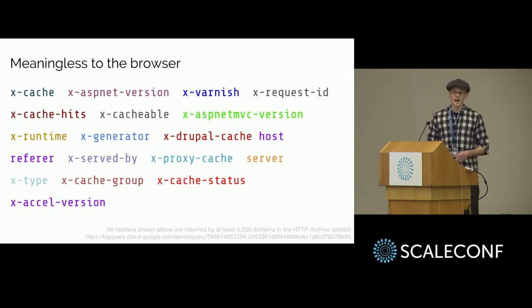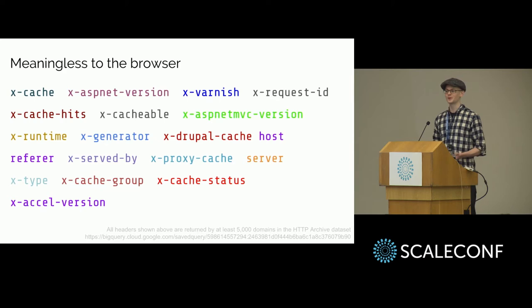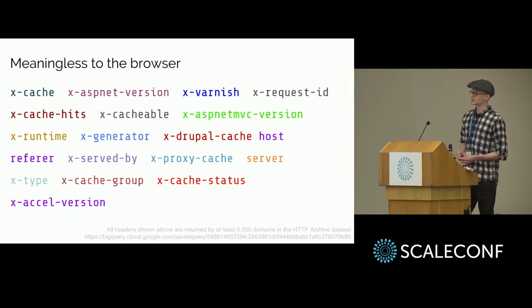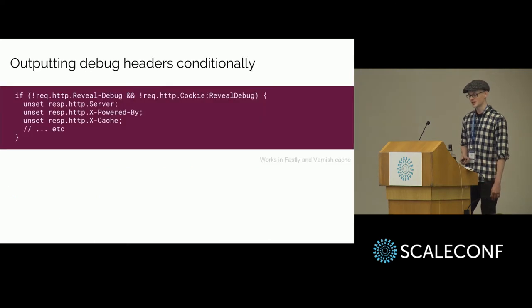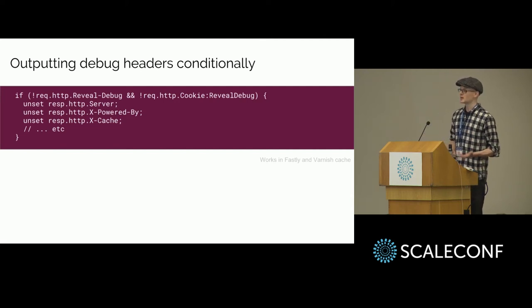Advertising to end users what your server software is, is not particularly useful to anyone, and is just bytes that go ahead of your content on the critical path. I would remove all of this information. If you're using something like Varnish Cache, you can do this very easily. Just write a little bit of VCL that says, unless some kind of debug token is present, let's just remove all the headers that don't mean anything and don't do anything.